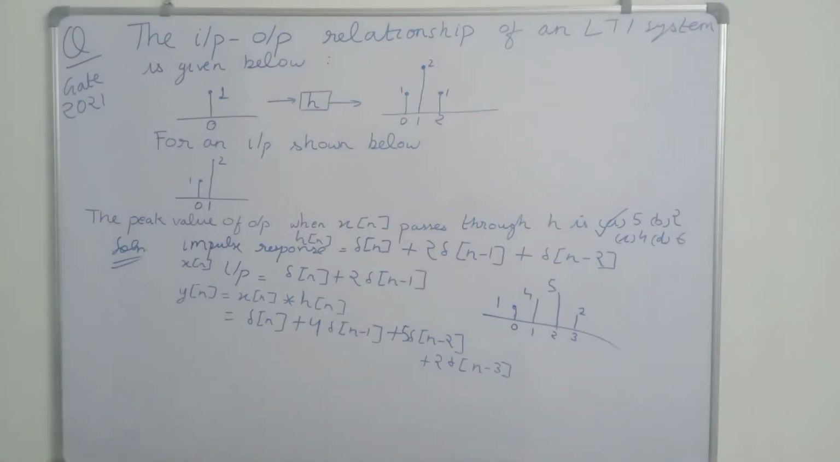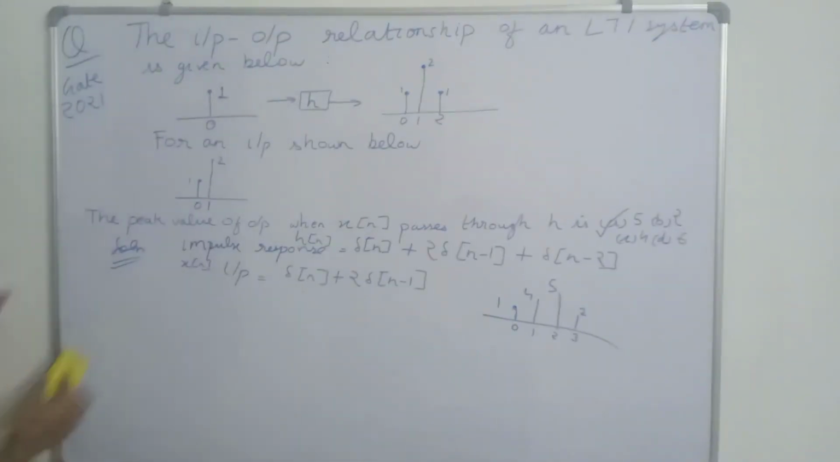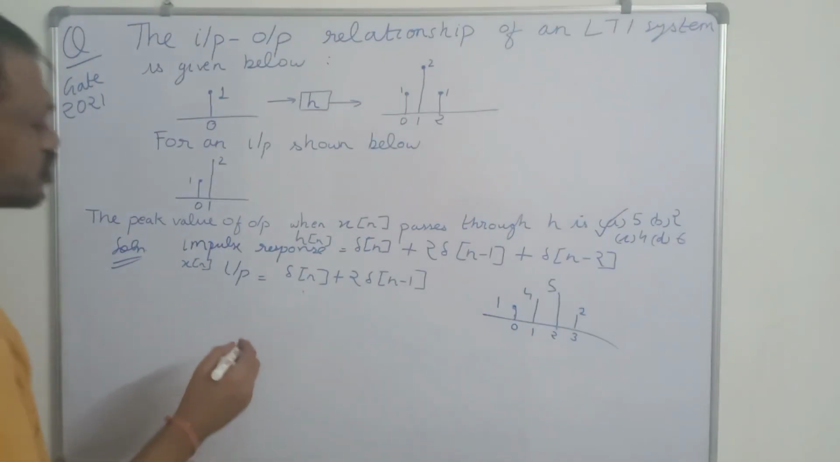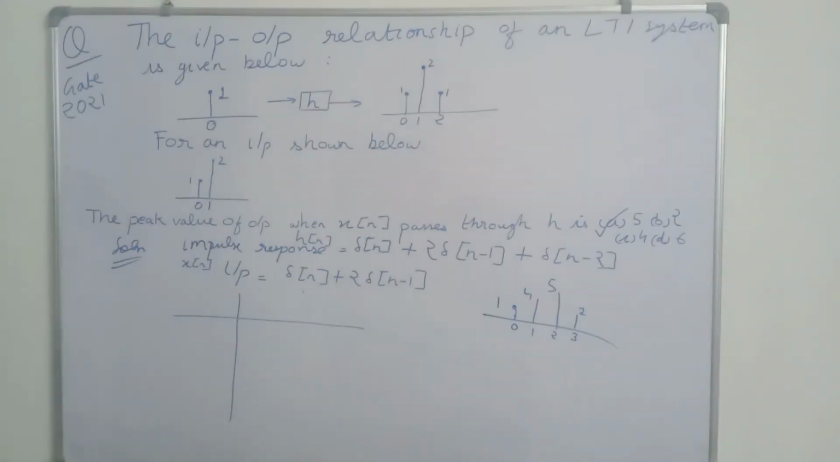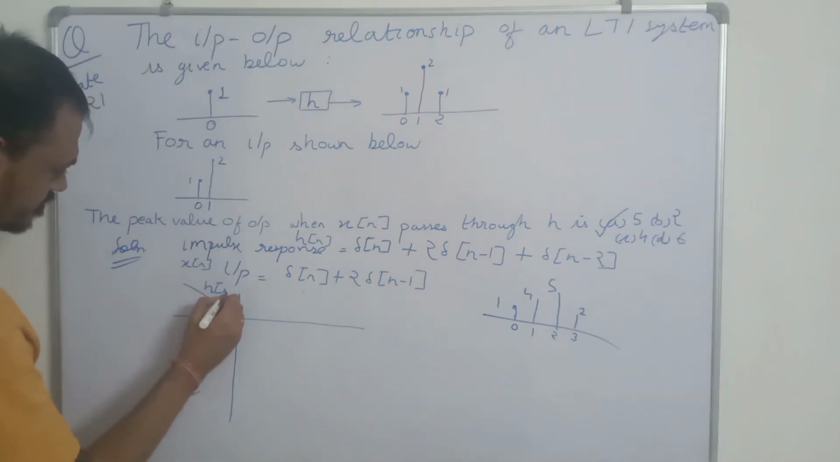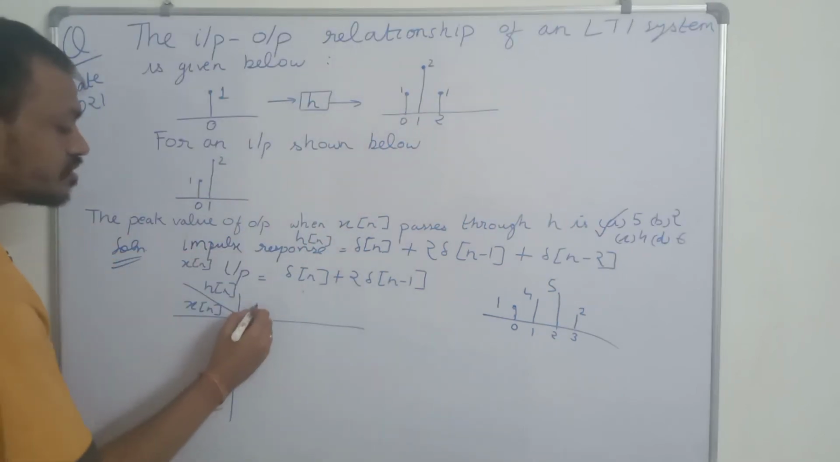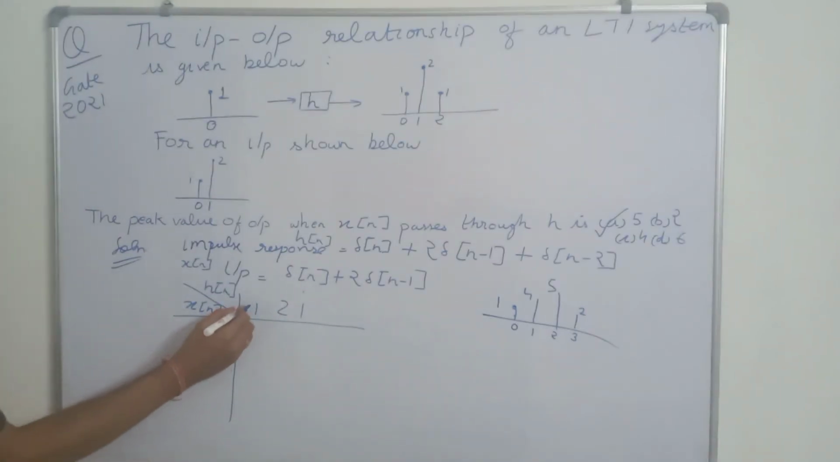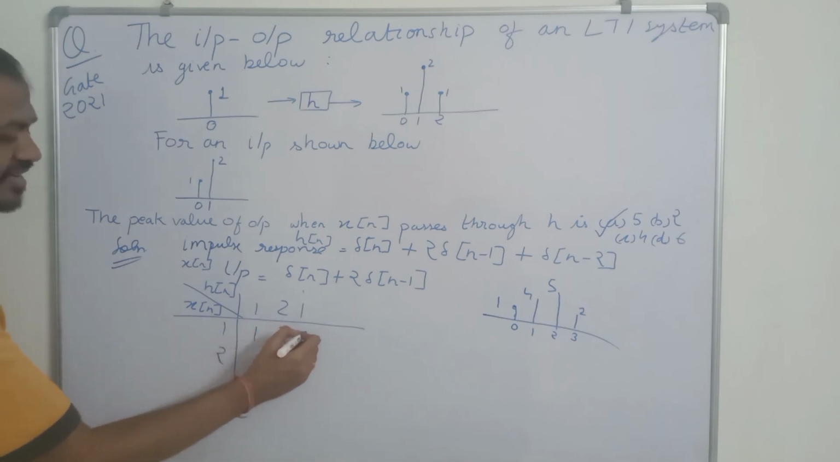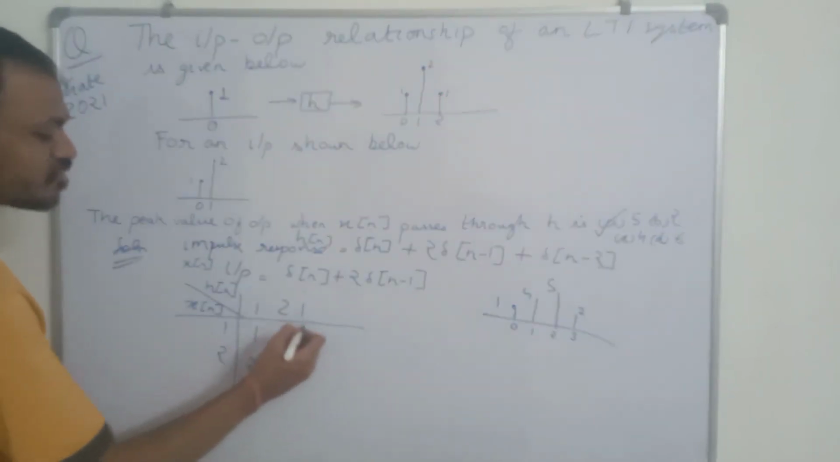We can use another method, which is the matrix method. So h of n is 1, 2 and 1, and x of n is 1 and 2. Now multiply 1 with 1 is 1, 1 with 2 is 2, 1 with 1 is 1. Multiply 2 with 1 is 2, multiply 2 with 2 is 4, multiply 2 with 1 is 2.